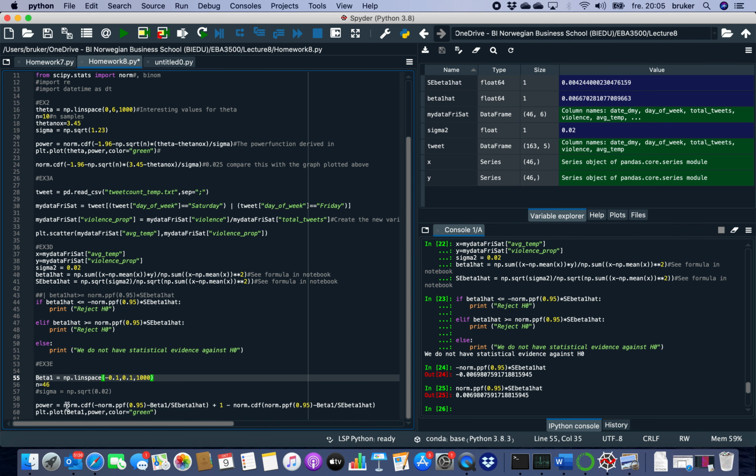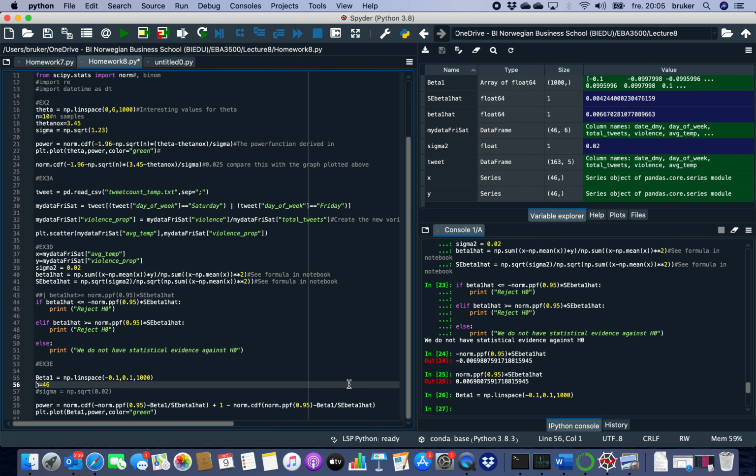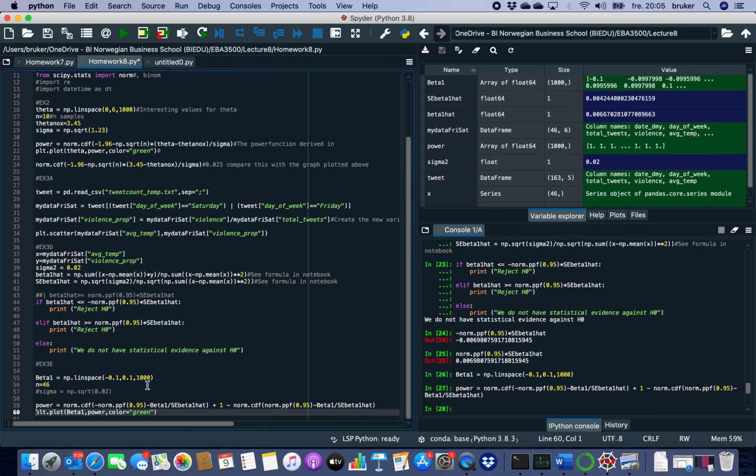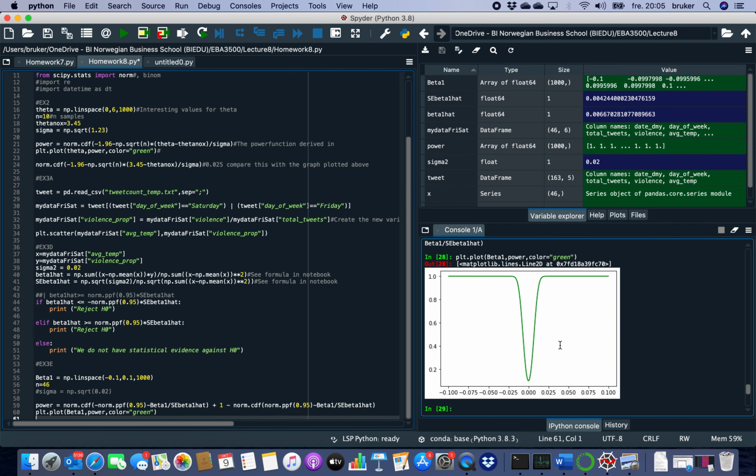Then I just implement the power function, which we have seen in the notebook. So we can run this power function, and we can plot the power function as a function of beta, and we get this. Then we see that the power of rejecting H0 increases more and more the farther away we come from 0 in both directions. So that was everything. Thank you.